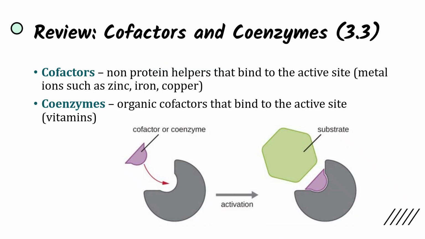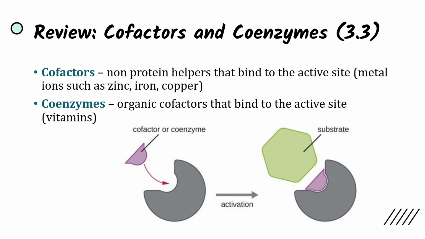Moving along with 3.3, it's time to touch upon cofactors and coenzymes. So cofactors are non-protein helpers that bind to the active site, and these are metal ions such as zinc, iron, and copper, while coenzymes are cofactors that are organic, and they also bind to the active site. And the most common example would be vitamins.